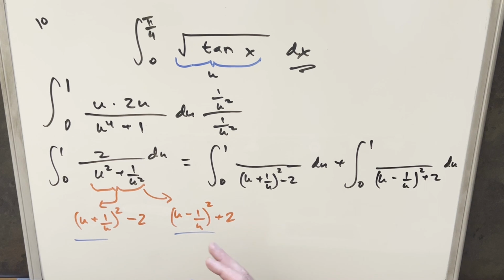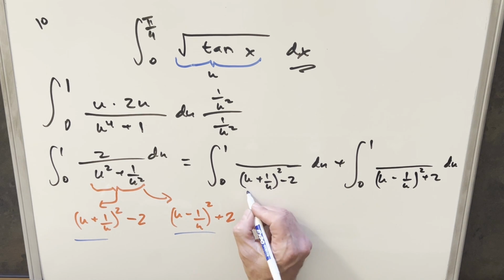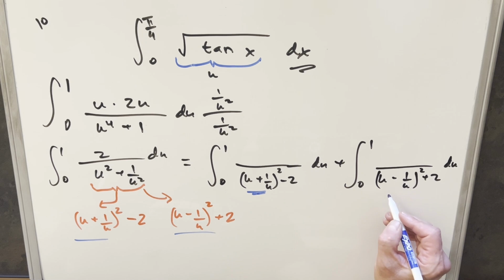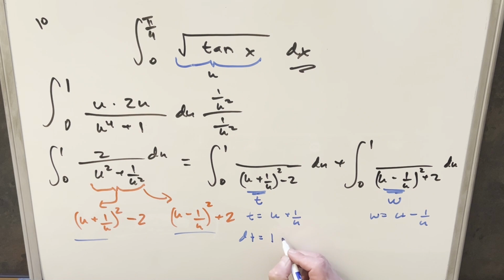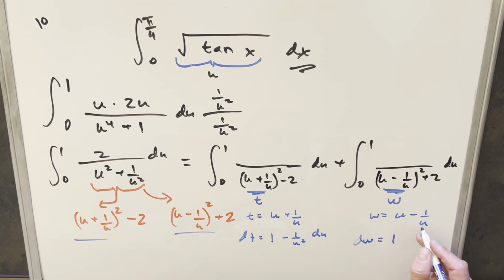And what I'm trying to do here is set up a substitution. Each of these, we're going to want a substitution for this thing and a substitution for this thing. So we'll use different variable names. I'll call this one t, I'll call this one w. And now I'll just take a derivative on both of these. So first we're going to get a dt value over here. The derivative of u is 1. The derivative of this is going to be minus 1 over u squared du. Then over here, same kind of thing. For dw, we get 1, and this is going to become a plus 1 over u squared du.